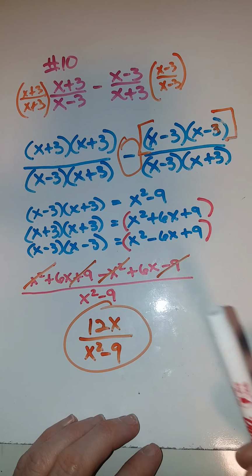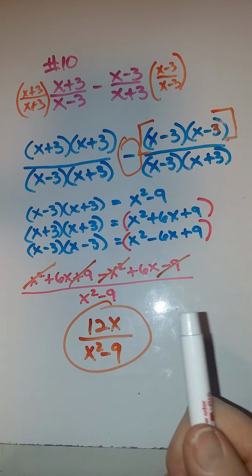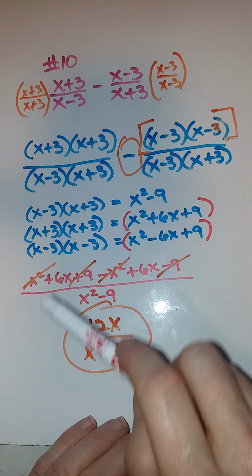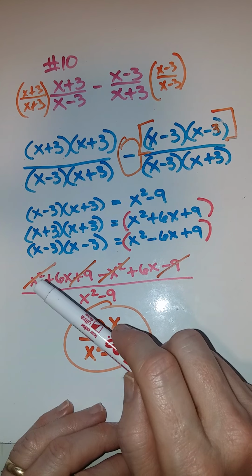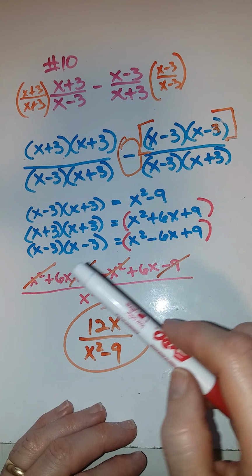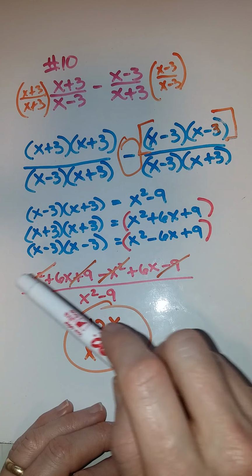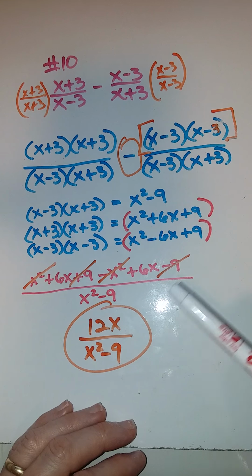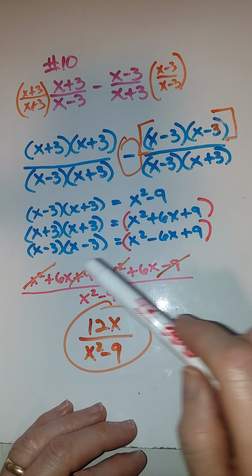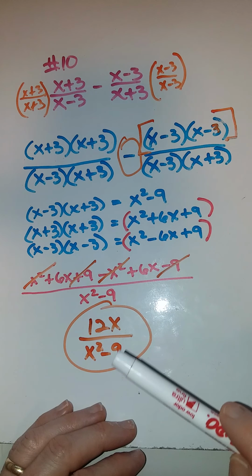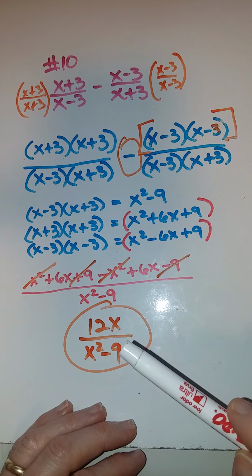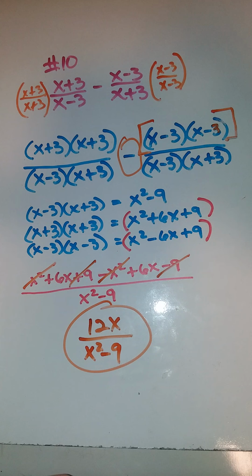So we get to do a little bit of canceling in the numerator, not because we have something over each other, but because we're just adding and subtracting. And if we have positive x squared and negative x squared, they cancel each other out, and a positive 9 and a negative 9. But these middle terms, since they're the same sign, we have to combine them. And that's how I end up getting 12x over x squared minus 9. I hope that helps.